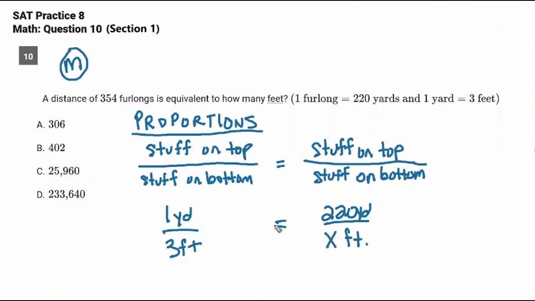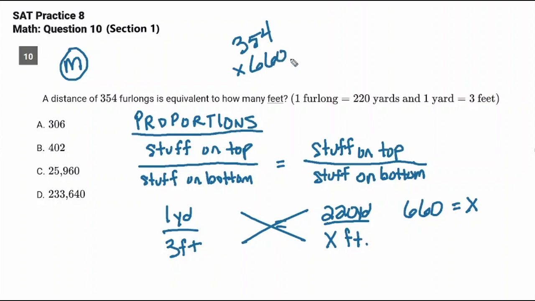But I'm about to find out, so I can just cross multiply. 220 times 3, that's 660 equals x. And what is it? It's feet. So 660 feet is 220 yards, and that's also 1 furlong. How many furlongs do I want? I want 354 furlongs. So I got to multiply that times 660.